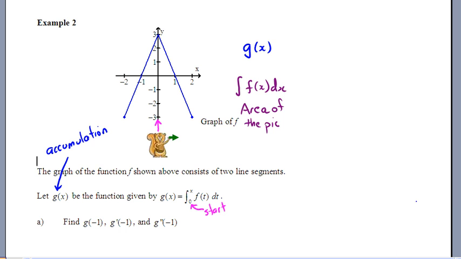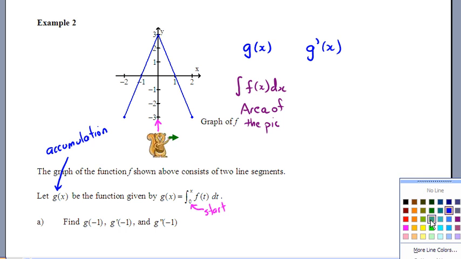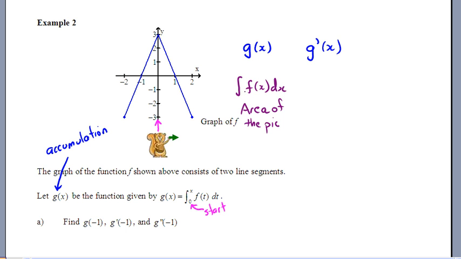Moving on in my little legend. If they ever want to talk to me about g prime, no problem. If I take the derivative of an integral, that's going to get me right back to just talking about the function again. So that's the fundamental theorem of calculus. G prime is just going to be nothing but the picture. And then if they want to talk to me about g double prime, not a problem. I can just think about f prime. That's just the slope of the picture.